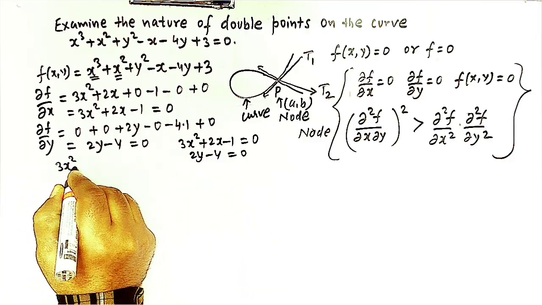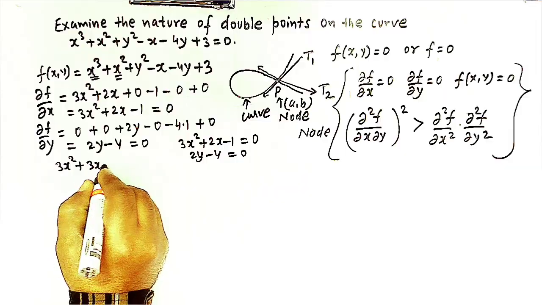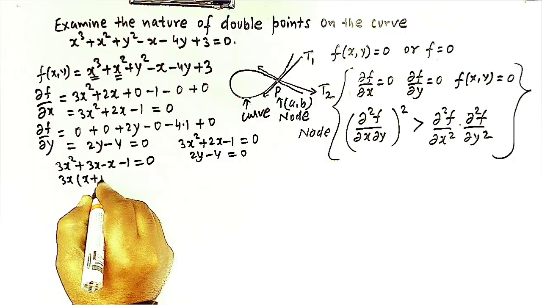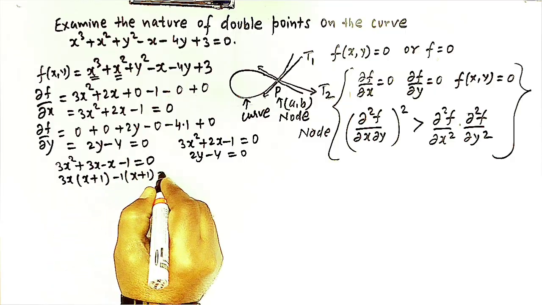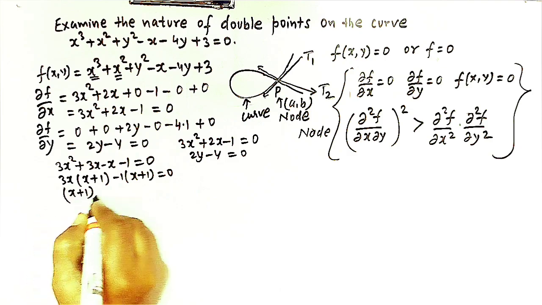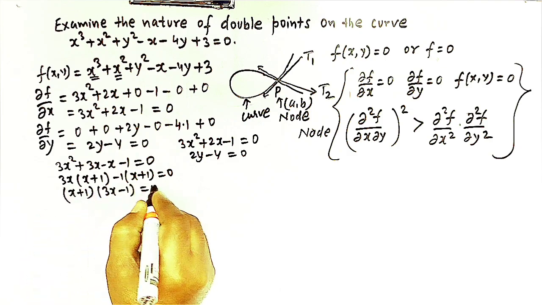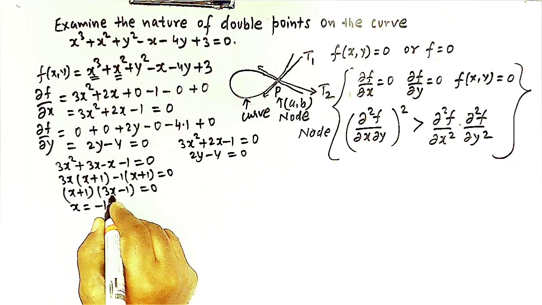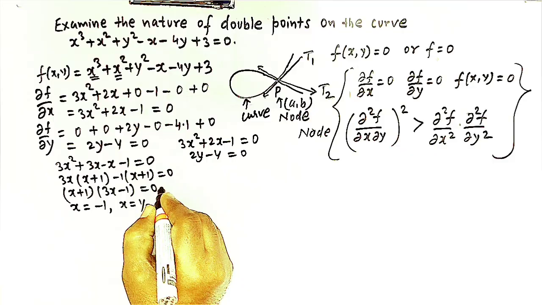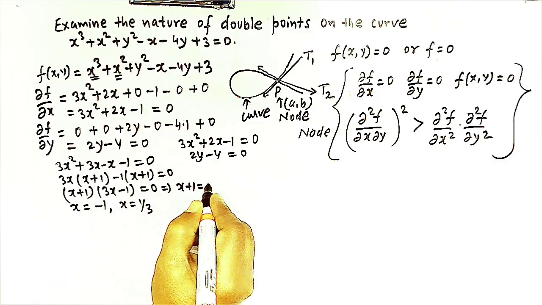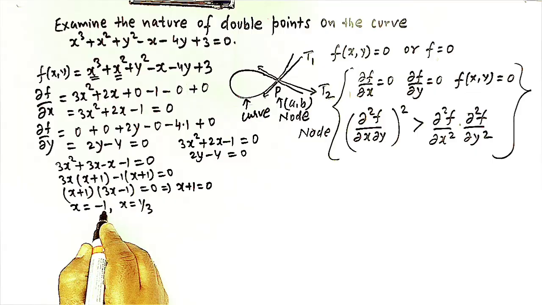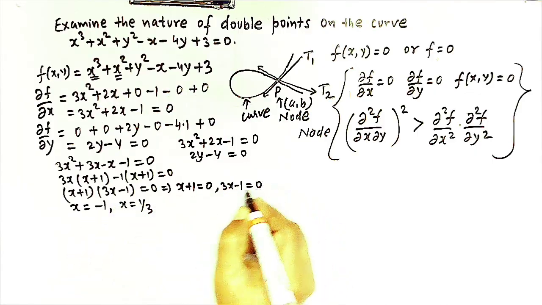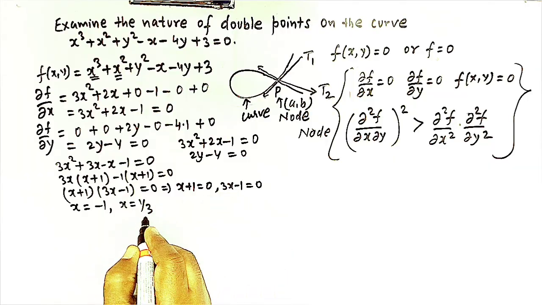Here we can make use of the method of splitting the middle term. So we have 3x square plus 3x minus x minus 1 is equal to 0, 3x times x plus 1 minus 1 times x plus 1, and x plus 1 and 3x minus 1 is equal to 0. So from here we have x is equal to minus 1, and from here x is equal to 1 over 3. That is, x plus 1 is equal to 0, which gives us x is equal to minus 1, and 3x minus 1 is equal to 0 gives us x is equal to 1 over 3.